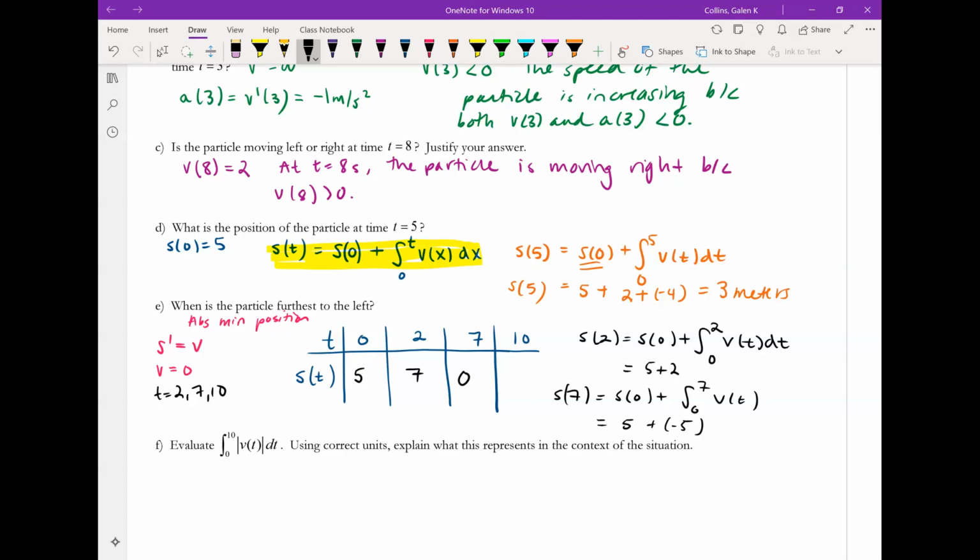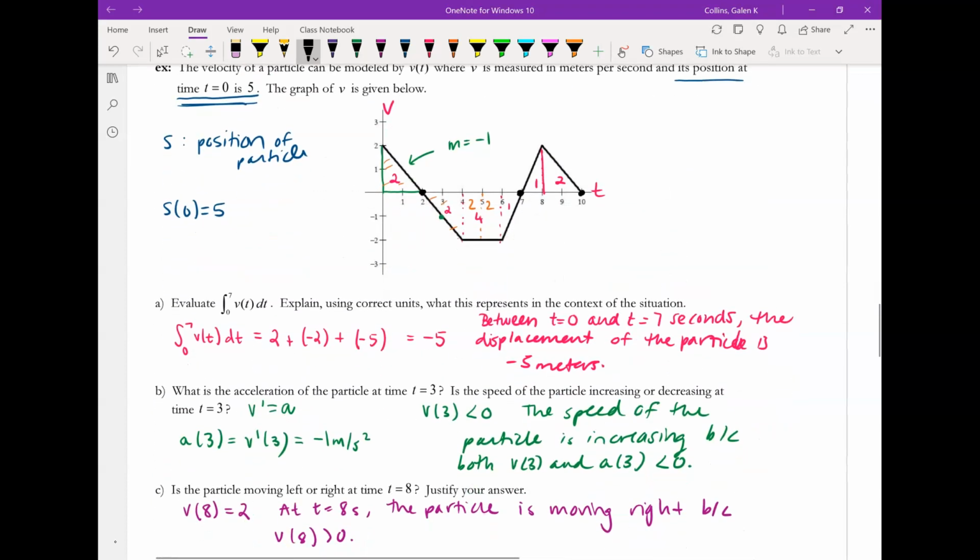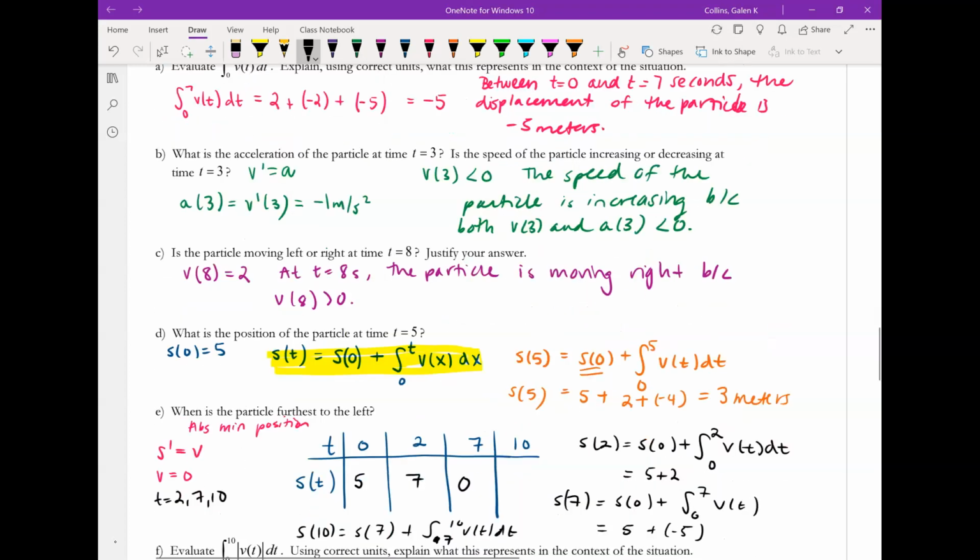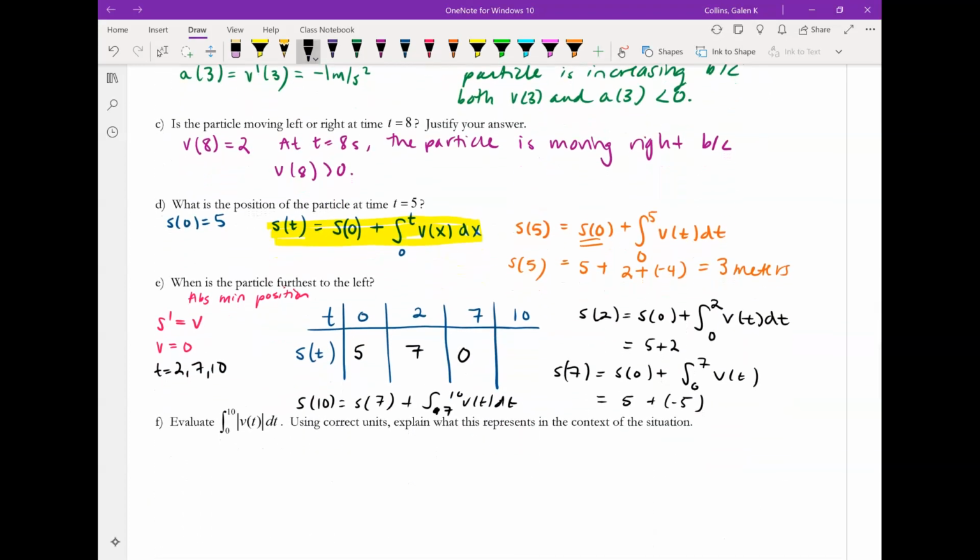So then lastly, to find S of 10, we can go back to our accumulation function, or we could just start with the 0. So for S of 10, we could start with S of 7 instead of S of 0, and add to that the change from 7 to 10 of V. So it's like we've written a new accumulation function if we do that. So the change from 7 to 10 is a positive 3. That's the area between the x-axis and the curve. So I'm adding 0 plus 3. That gives me 3.